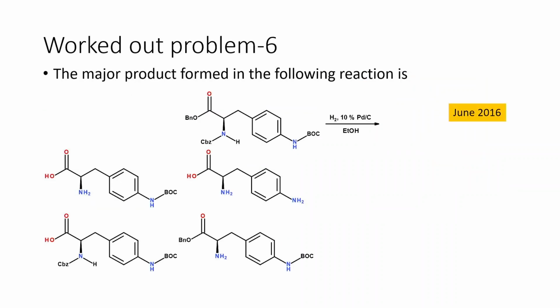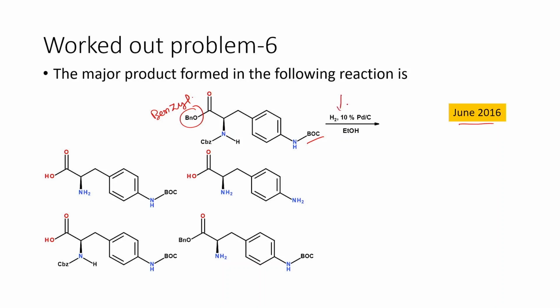So let us move on to the next problem. This was asked in June 2016. The question is the major product formed in the following reaction. We have a couple of protecting groups. One is OBn, the benzyl protection. Cbz is another group, and we have Boc. So we have 3 different protecting groups present in the starting material.